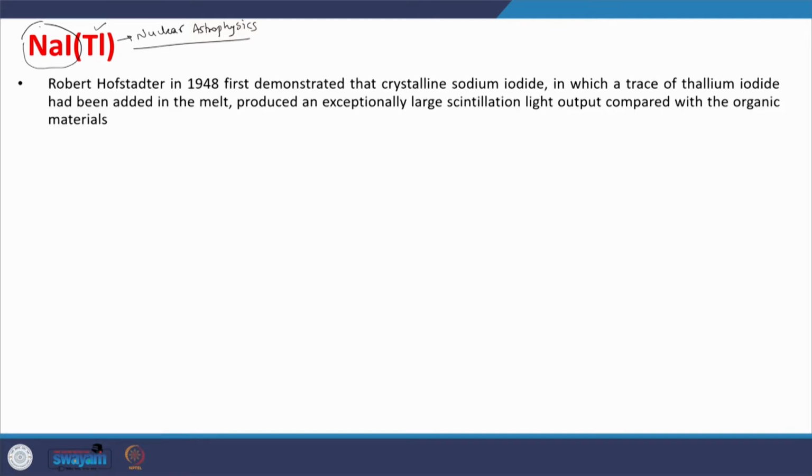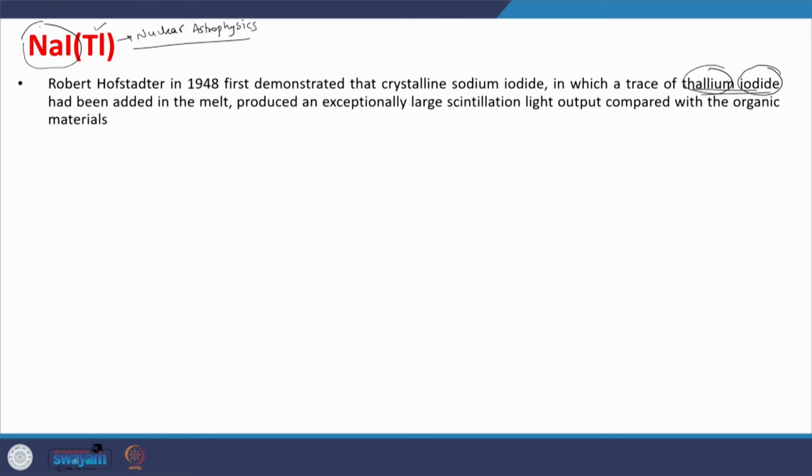Okay. So, in 1948, Hofstadter demonstrated that crystalline sodium iodide, in which a small amount of thallium iodide has been added in the melt, where iodine is mainly responsible for the interaction with the gamma rays, and this thallium iodide plays a role not only for the iodine, but the thallium acts as an activator. So, that light emitted from the crystal comes into the visible range.